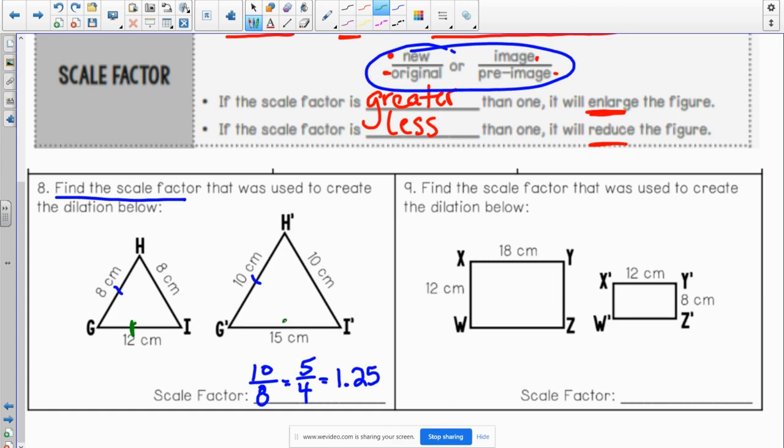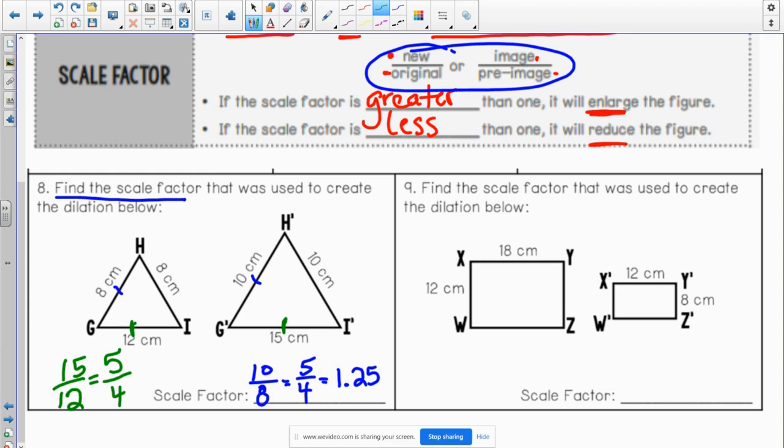If you want to make sure that we're right, we could check another side. So we have these two sides that are corresponding. You're going to do the new, or the image, on top. So 15/12. And then think about what we should divide by. If we divide by 3, that gives us 5 on the top and 4 on the bottom. So notice it shouldn't matter what corresponding sides you use. You're always going to get the same scale factor. That means they're proportional, which means they're similar.